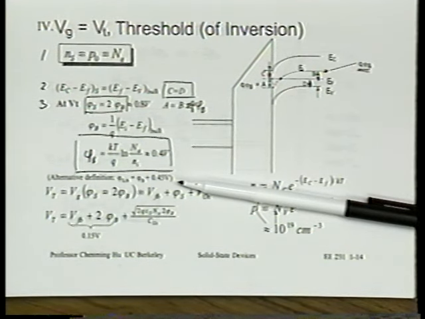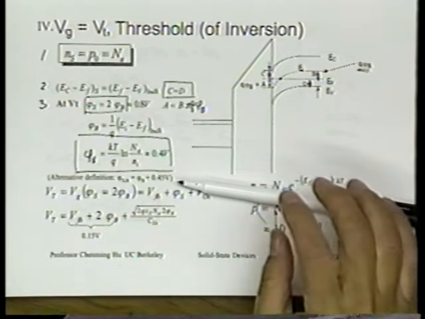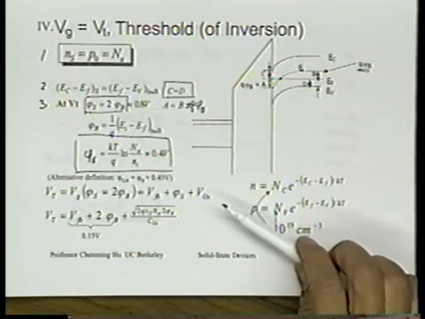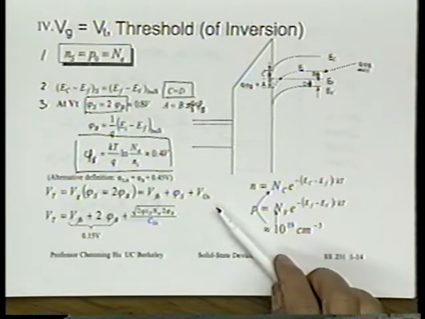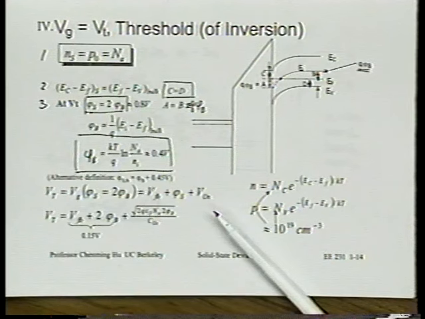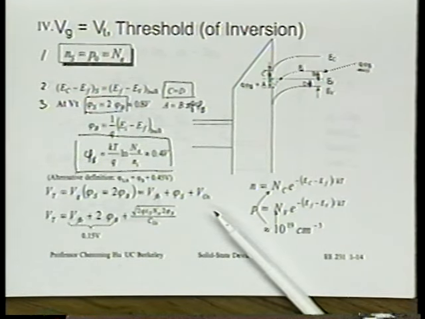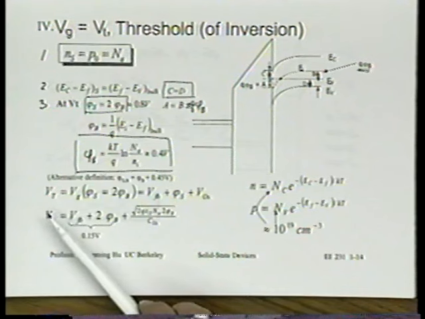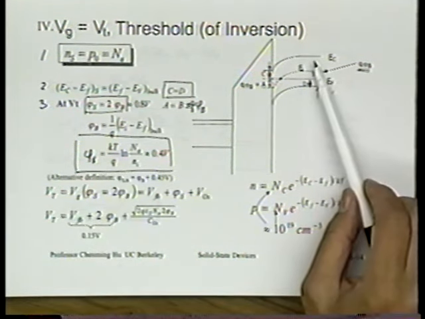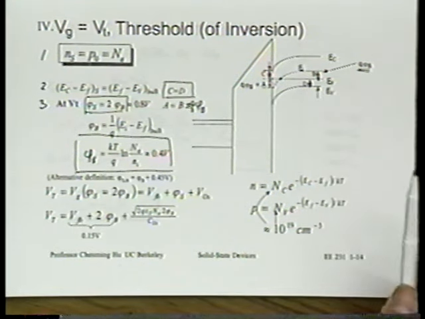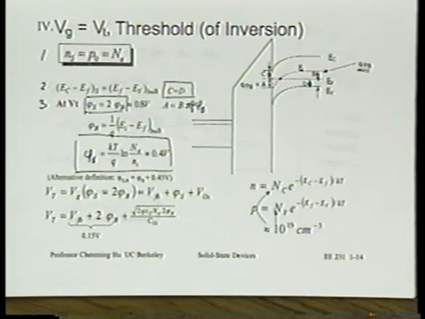And can you suggest yet another alternative for the definition of threshold? Just what is threshold? What does threshold mean to you? What do you think is the importance of having a concept of threshold? And what is that concept? And what kind of a definition does that concept suggest? Okay? All right. So now that we know the phi S at threshold, we can write down expression for VT.